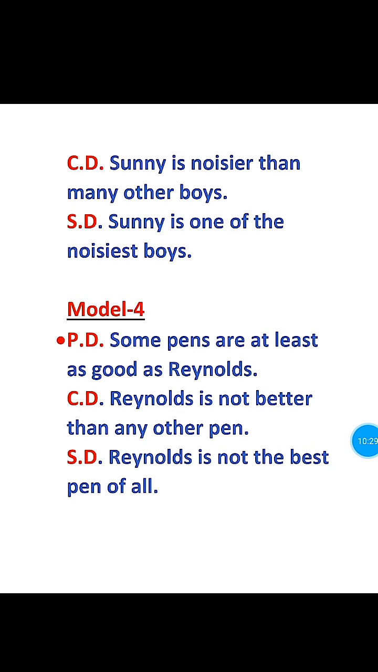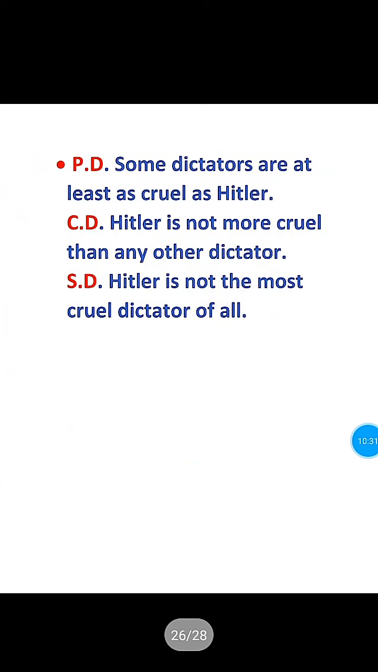Some dictators are at least as cruel as Hitler. Hitler is not more cruel than any other dictator. Hitler is not the most cruel dictator of all. Here see, in positive degree, at least is there. So when there is at least in positive degree, we have to transform that positive degree into comparative by using any other. And we have to transform into superlative by using of all. Like that, first of all we have to observe the sentence in which model. Then according to that sentence we have to transform the degrees of the comparison of the given adjective.